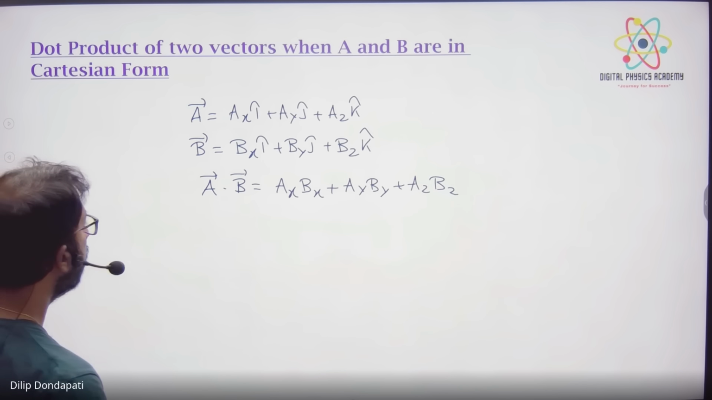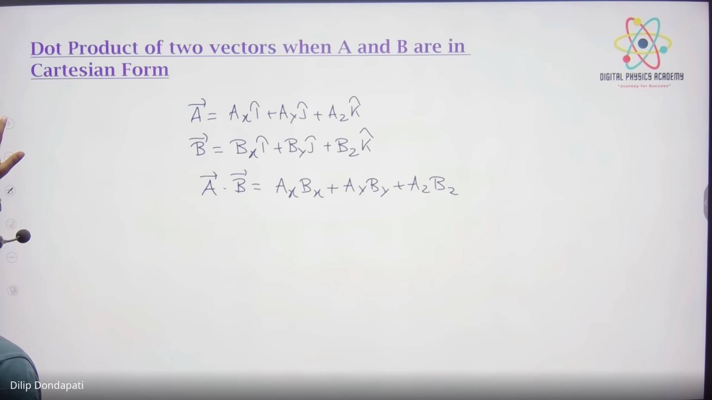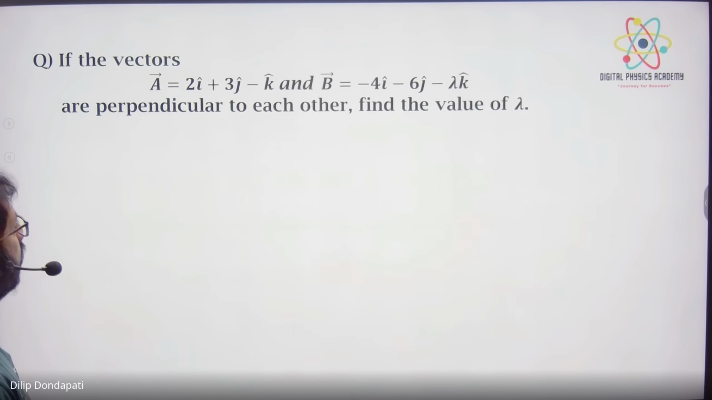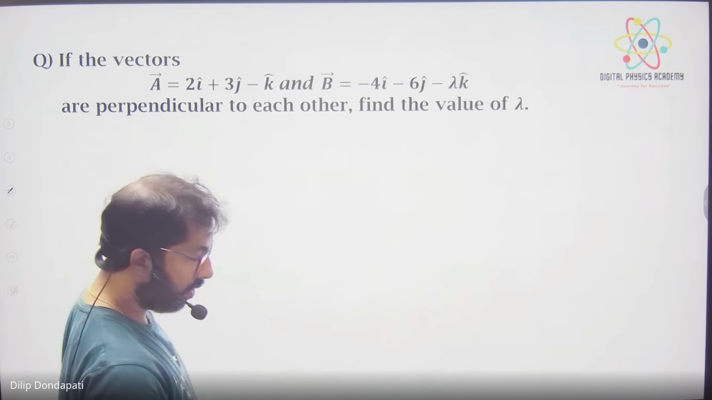Okay, let's go to the next one. If the vectors A and B are given, they are perpendicular to each other. Find the value of lambda. They are given in Cartesian form. They're perpendicular.